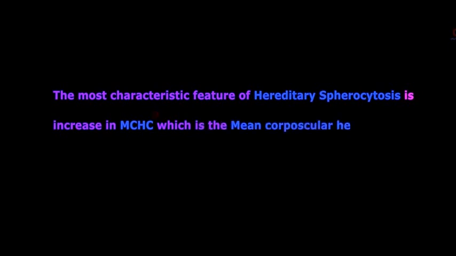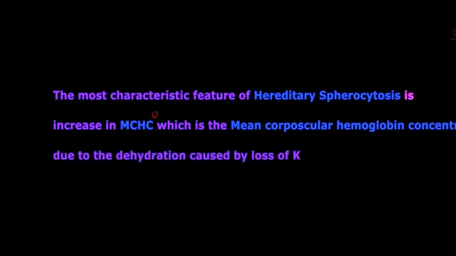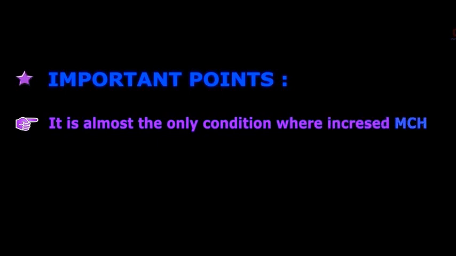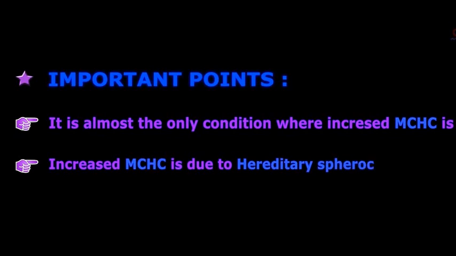The most characteristic feature of hereditary spherocytosis is an increase in MCHC, that is mean corpuscular hemoglobin concentration, due to dehydration caused by loss of potassium and water. So this is an important point you have to remember. This is the only condition where MCHC is increased, and this increased MCHC is due to hereditary spherocytosis.